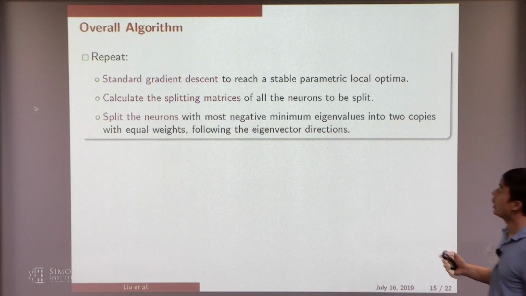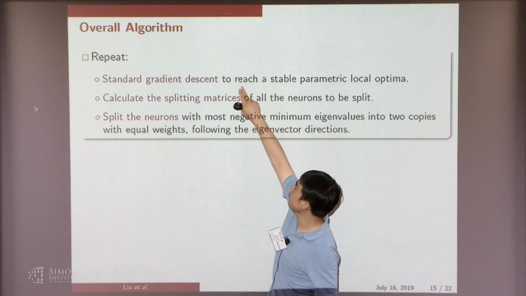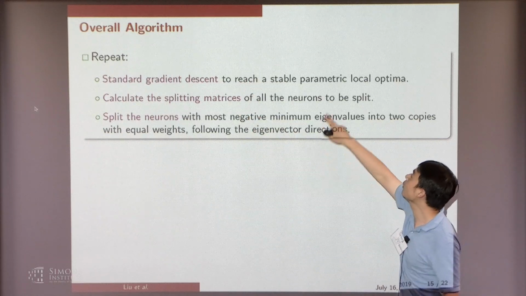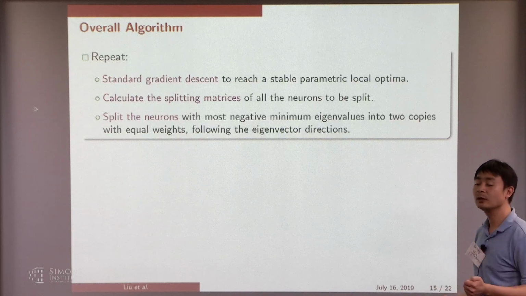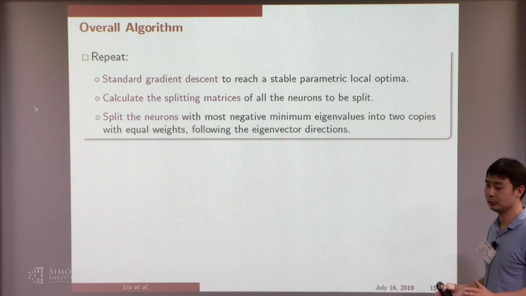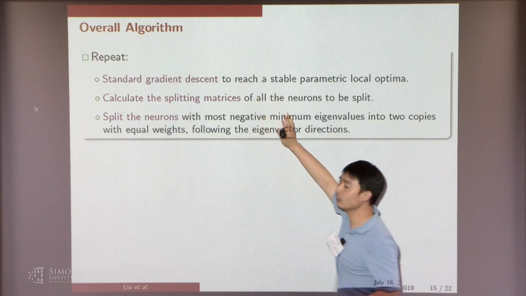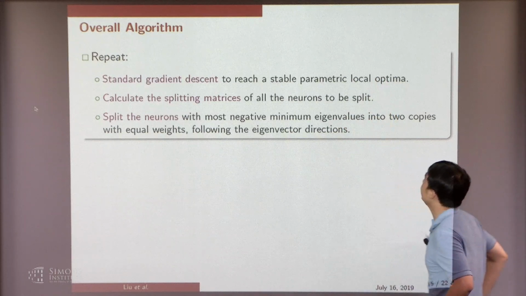So this is the overall algorithm. At each iteration, we just run standard gradient descent until a local optimum is reached. Because if I'm at a saddle point, I can always just update the parameter to improve the performance. There's no motivation to split, right? So I will just run either stochastic gradient descent or any other algorithm until a local parametric location is reached.